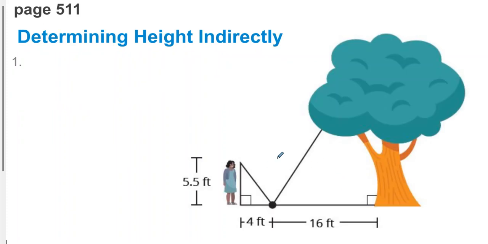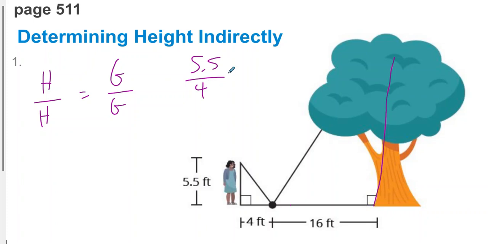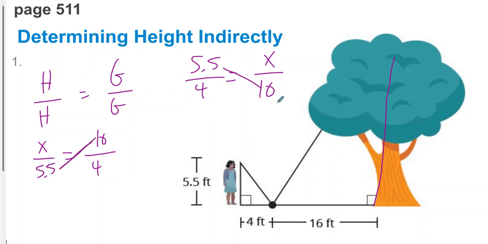This is the one we did in class, where the person's height relates to the height of the tree, and then the length of the ground relates to the length of the ground. I could also do 5.5 over 4 equals an unknown number over 16. Either way, if I do height over height, I have x over 5.5 equals 16 over 4. Either way, when I cross multiply, I'm multiplying 16 and 5.5.